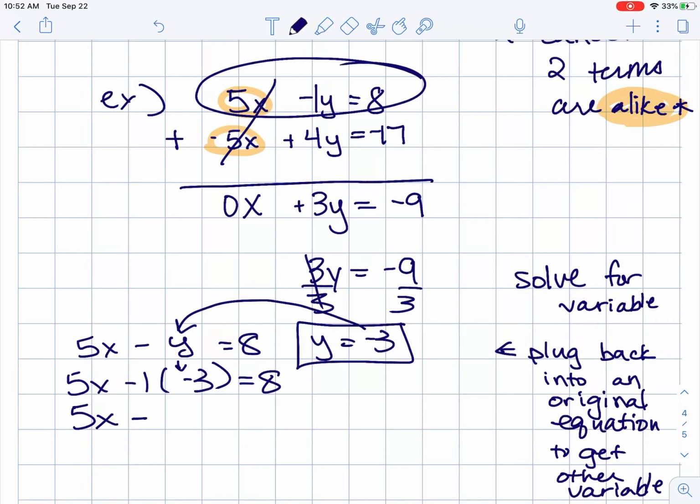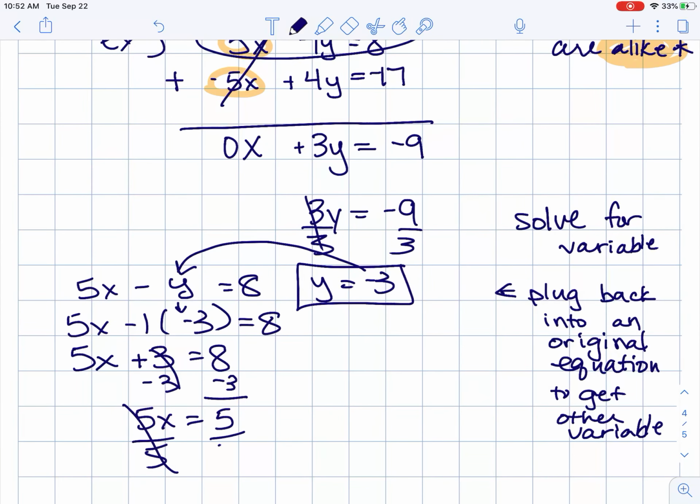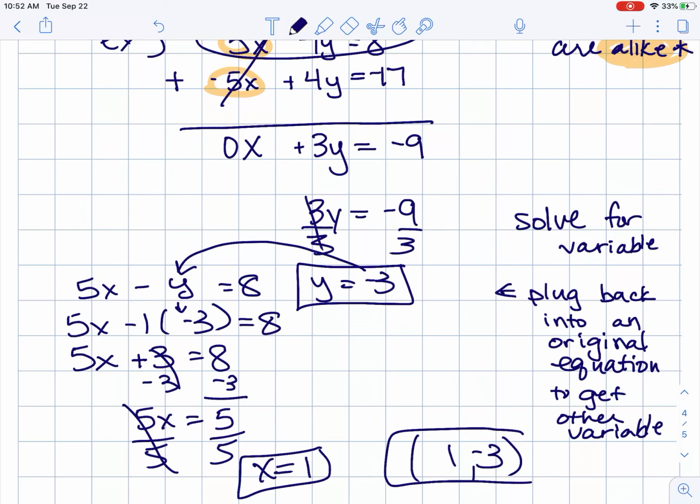5x minus 1 times negative 3 is positive 3 equals 8. We're going to go ahead and subtract 3 from both sides. We get 5x equals 5. Well, that's pretty easy. Divide both sides by 5, and we get x equals 1. Write our answer as an ordered pair, 1 comma negative 3, and we're done. Okay, so that's when you're going to use elimination, when we're looking for something that is alike enough that we can cancel them out.